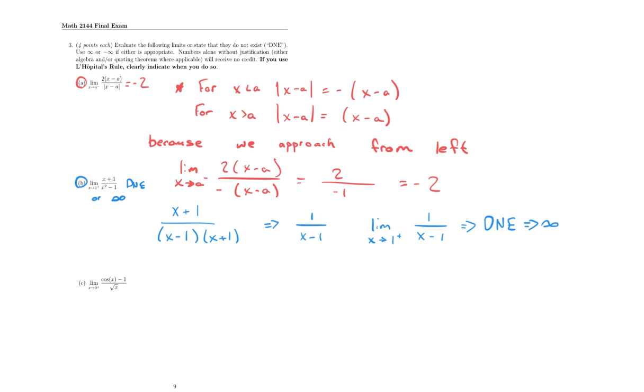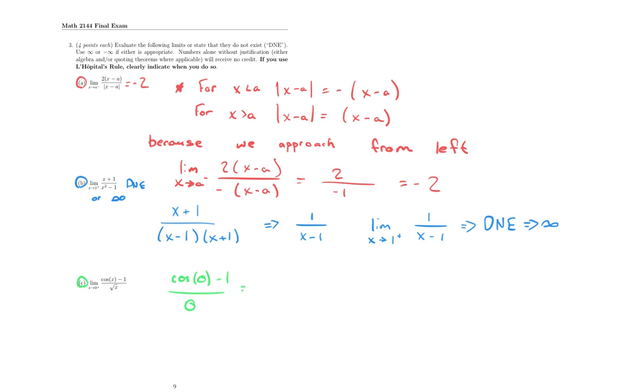So for this next one here, part C, we're going to take the limit as x approaches 0 from the right of cosine of x minus 1 over the square root of x. So firstly, let's just try plugging in 0. So I'll have cosine of 0 minus 1 over 0. So right off the bat, we should have some alarm bells ringing because we don't want a 1 over 0.